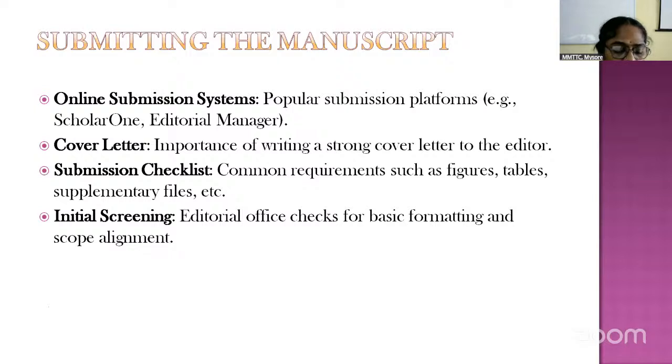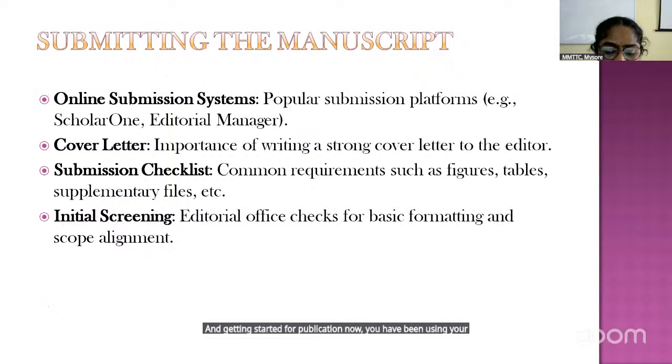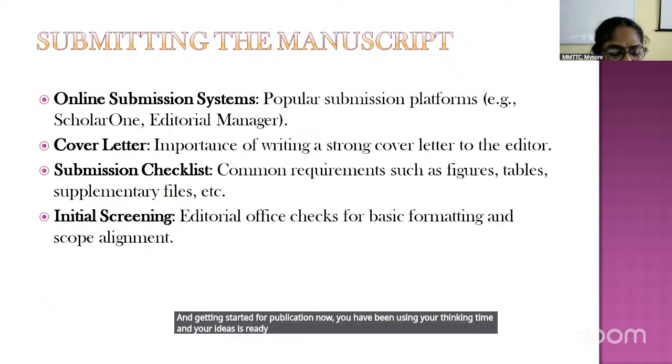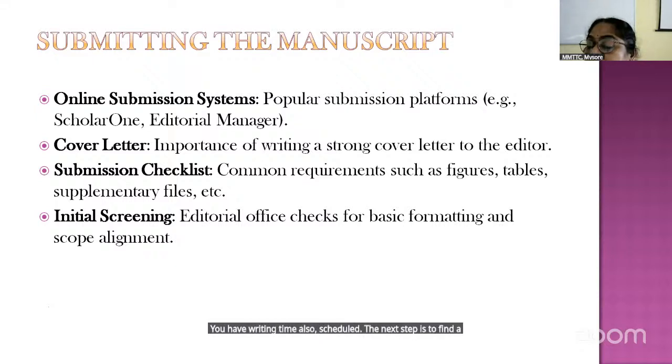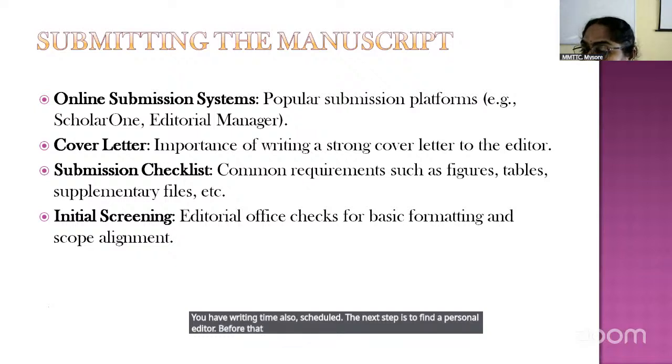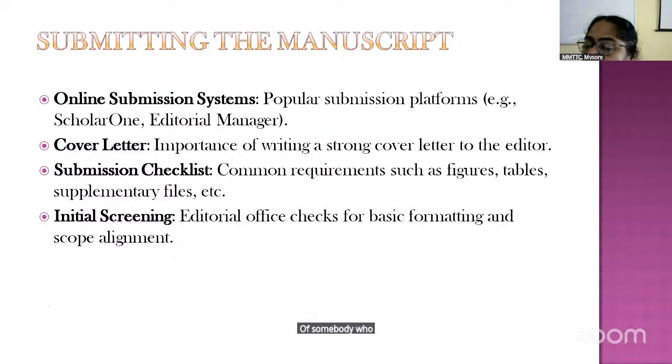And getting started for publication now. You have been using your thinking time and your idea is ready with you now. You have writing time also scheduled. The next step is to find a personal editor. Before that, a personal editor is nobody but maybe your guide or somebody who is senior to you, very much an academician.